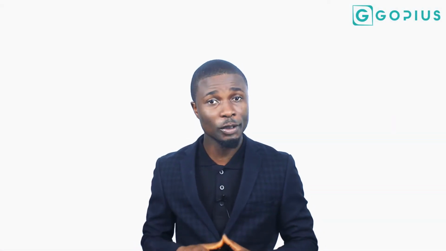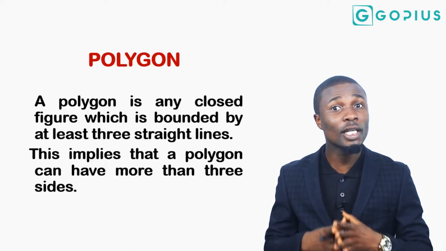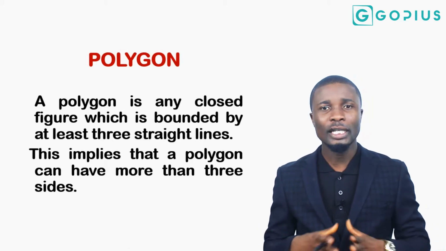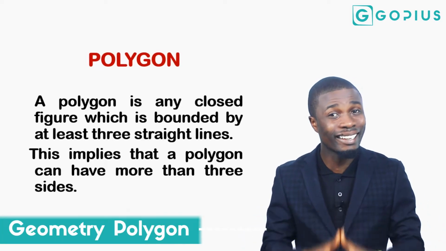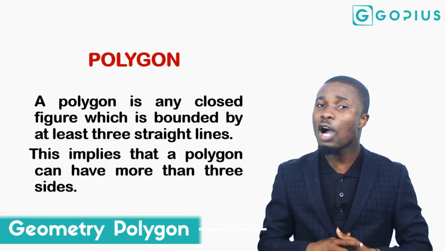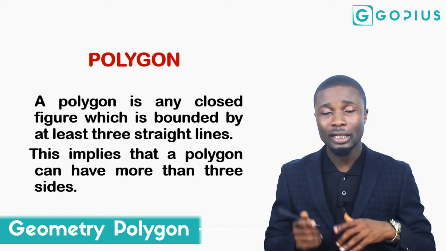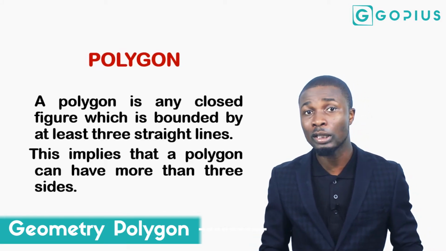Still discussing geometry, and in this session I'll be discussing the polygon. On the screen you can see that a polygon is any closed figure which is bounded by at least 3 straight lines. If these lines are 3, we call it the triangle. It can be more than that, which is why we're saying at least 3. We don't have a two-sided polygon. We don't have a one-sided polygon. It has to be at least 3 straight lines, which of course is called the triangle.